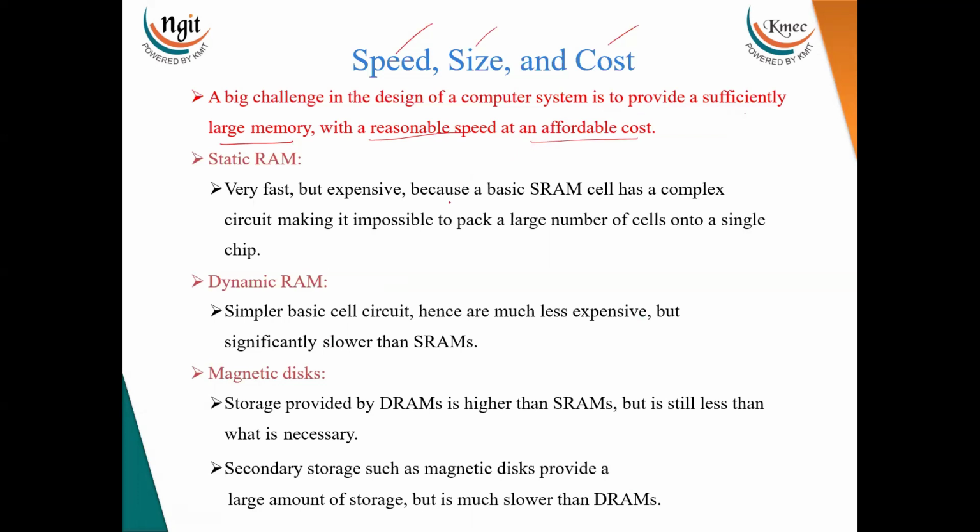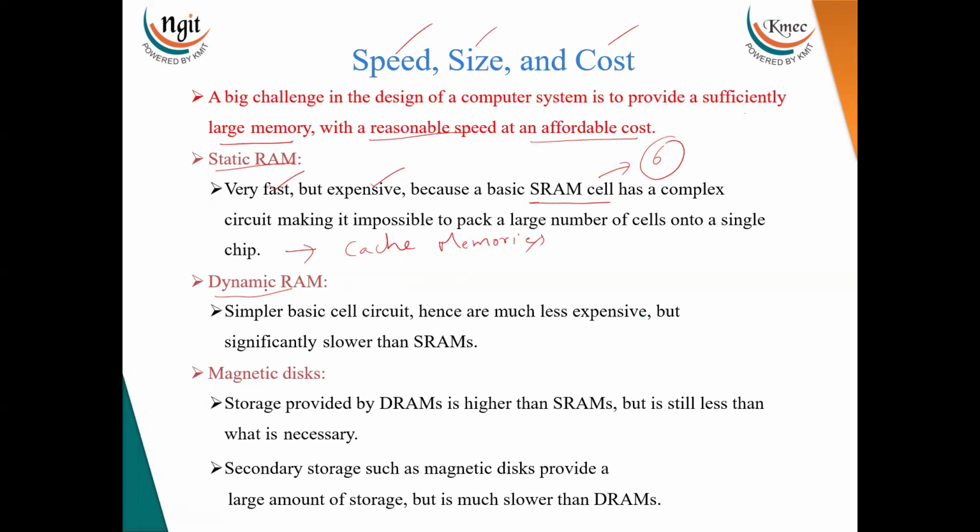For that, different memories need to be used. We have already studied static RAMs and dynamic RAMs. Static RAMs are very fast but expensive. If you try to increase the speed, the cost will increase, and if you try to increase the size, the cost will increase. Because the basic SRAM cell needs 6 transistors, the density of static RAM is very low. That's why static RAMs are used to design cache memories.